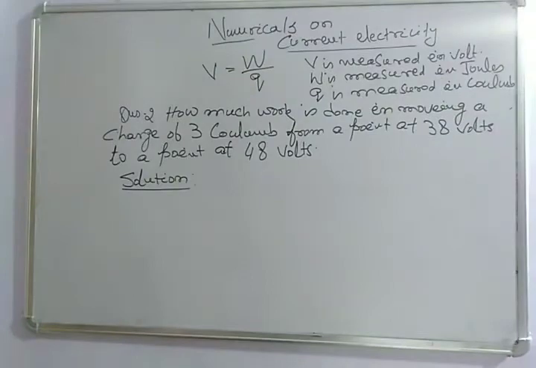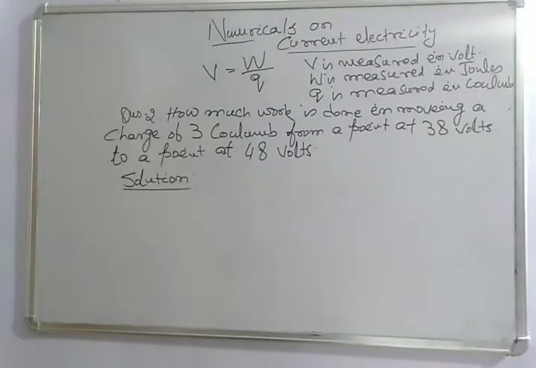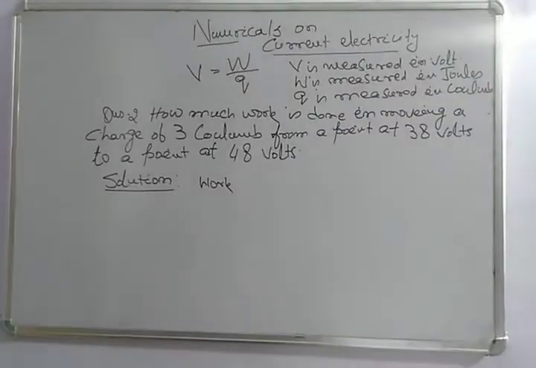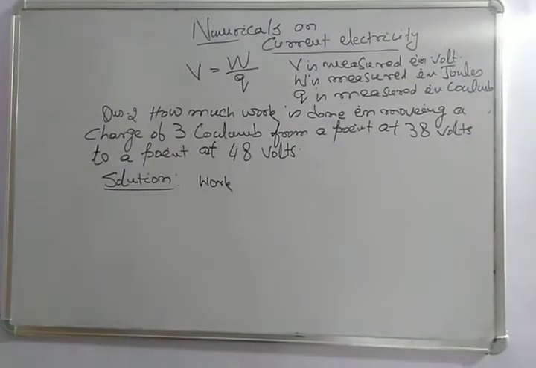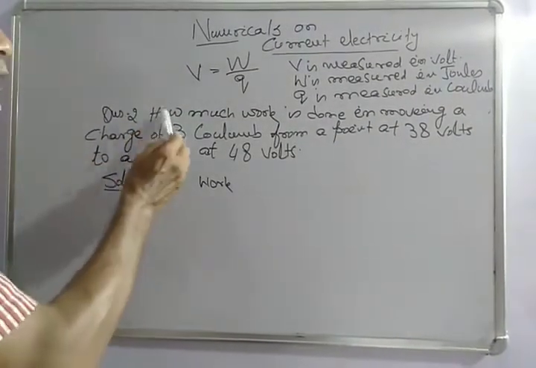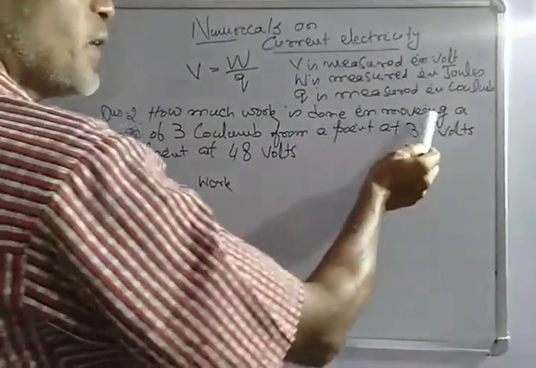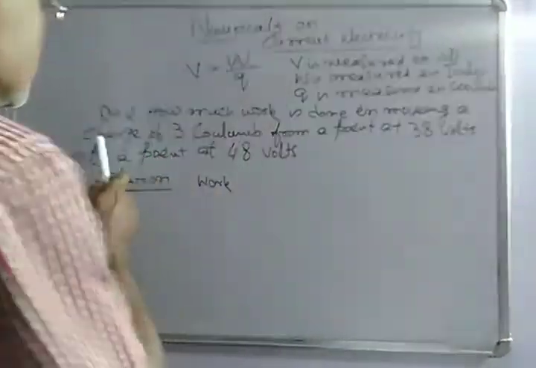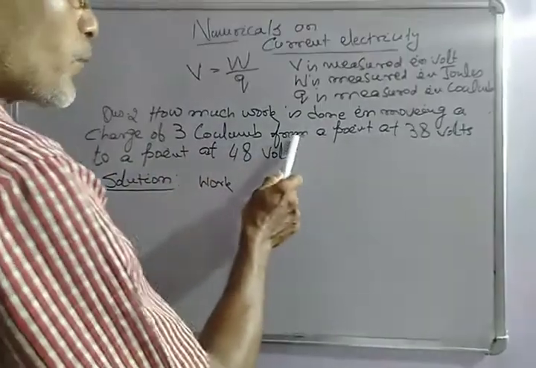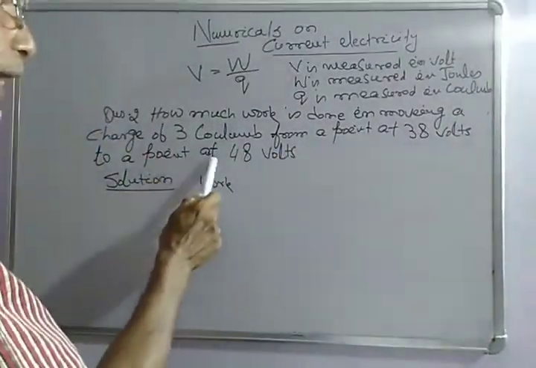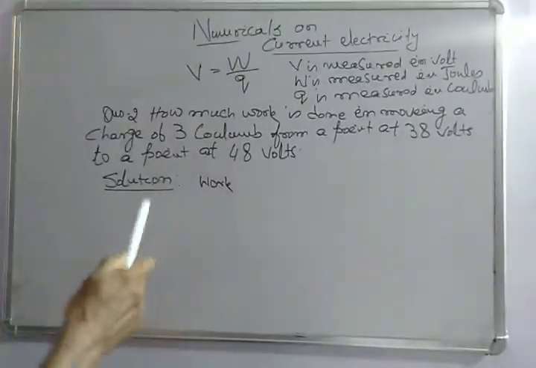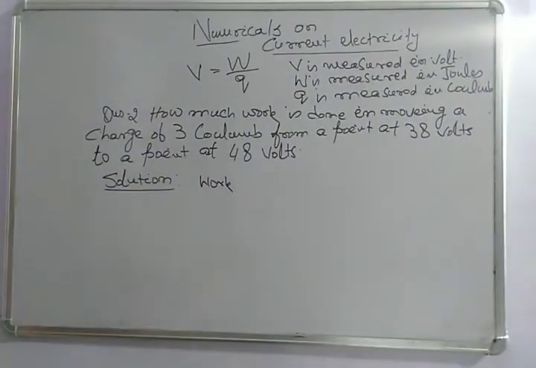So see here, what is given here? How much work is done? That means work has been asked. So hello students, in the second problem, see here what has been asked. How much work is done in moving a charge of 3 coulomb from a point at 38 volts to a point at 48 volts. The work has been asked.